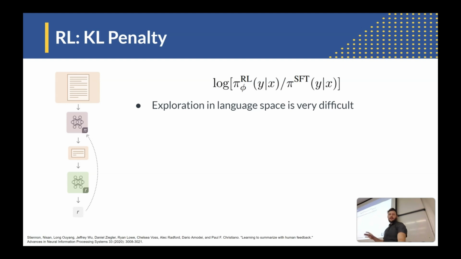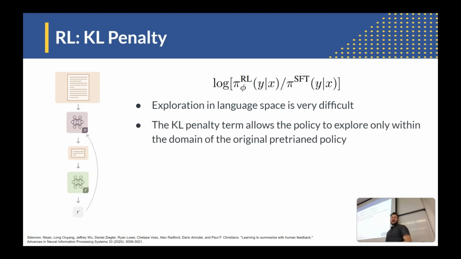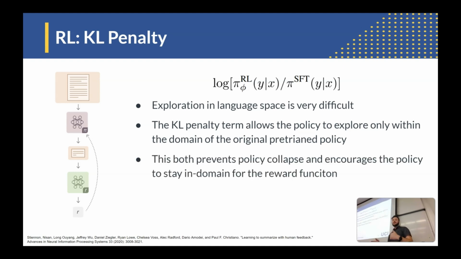And so by having this KL term, it's allowing our policy to explore, but only within the domain of our original pre-trained policy. Again, this comes into what we were talking about earlier, where we're assuming that we're starting from a pretty good spot. We're assuming that our pre-trained fine-tuned policy is initialized well, is trained pretty well, and we're just trying to get that extra little bit out of it. So we want to be able to explore within the domain of our original pre-trained policy, and using this KL term both prevents policy collapse and encourages the policy to stay in domain for the reward function as well. So it doesn't go out of the domain for the reward function and start getting kind of funky rewards.